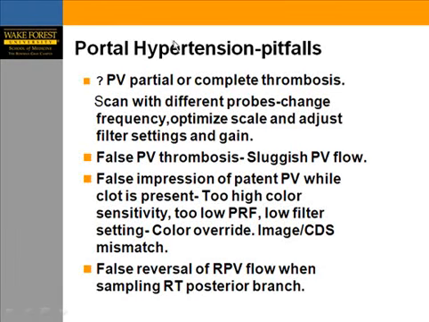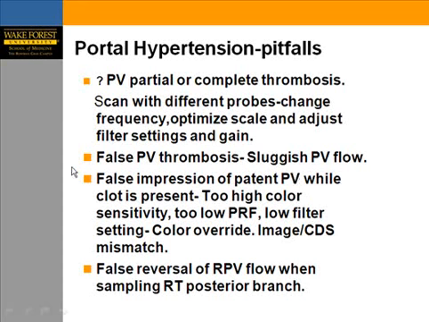Now, pitfalls you need to avoid in portal hypertension. You need to make sure whether the portal vein is partially thrombosed or completely thrombosed. You need to scan with different probes, change the frequency, optimize your color scale, and adjust your filter settings and gain. The second point is to make sure you don't give a false impression of portal venous thrombosis in cases where there is sluggish portal venous flow, which is a common finding in many cirrhotic patients.